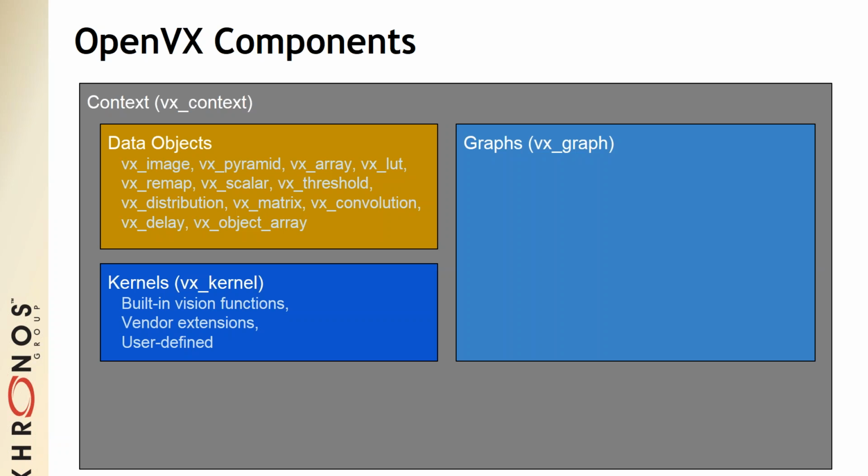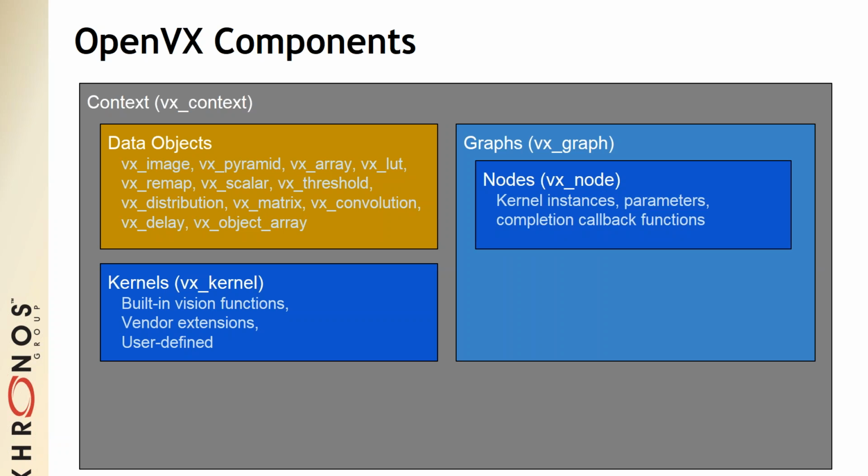Now let's look at graphs. A graph is a set of nodes connected in a directed acyclic fashion. And what it gives you is a way for the framework to optimize a computer vision workload by fusing functions, optimizing data flow, and scheduling, to the points that Kari was mentioning earlier.